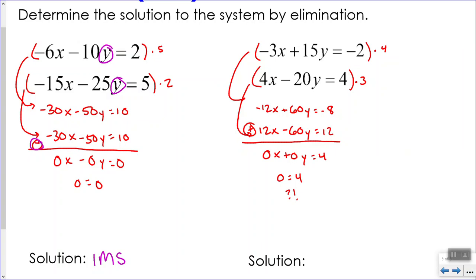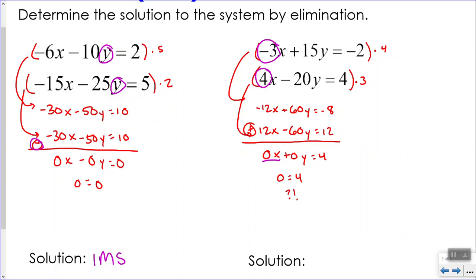Alright, in this system, again we have to multiply twice, so I decided to eliminate the x's. I'm going to just find the common multiple of 3 and 4, which is 12. So we multiply by 4 up top to get negative 12x, by 3 down below to get positive 12x. Those are opposites, so we're going to add to eliminate the x term.